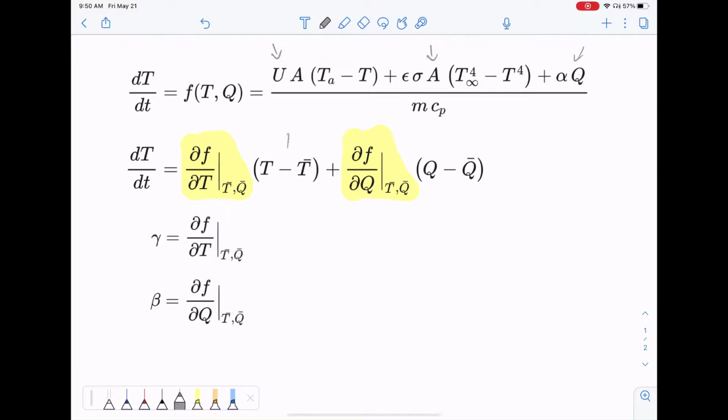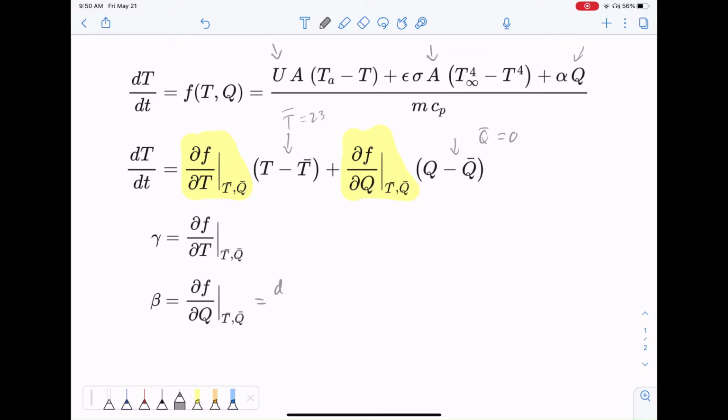Our deviation variables are pretty straightforward. We're going to use the temperature T bar equals 23 and Q bar equals 0 so that we reach steady state and our alpha goes to 0. So we just have these two parameters here: our derivative of f, the function above, with respect to T, and our derivative with respect to Q. Now let's do Q since it's the easiest.